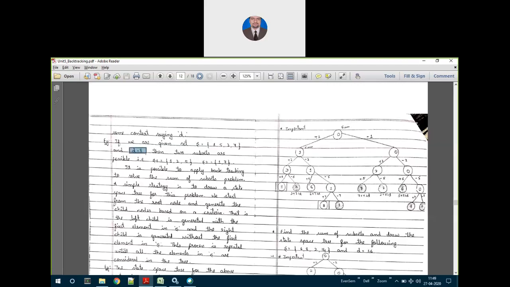Sometimes they may represent it as m or as d. So this is the subset 1, 2, 5, 7, and the total sum should be 8. We need to choose it. Here you may see what they have mentioned. Let me maximize it a little bit.